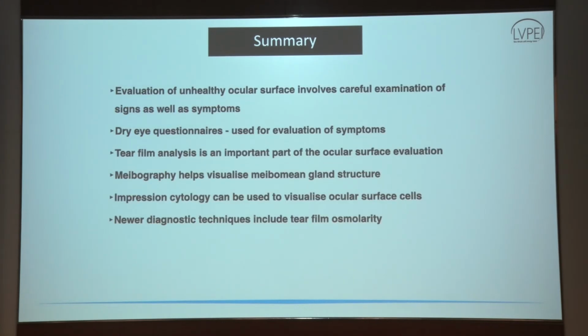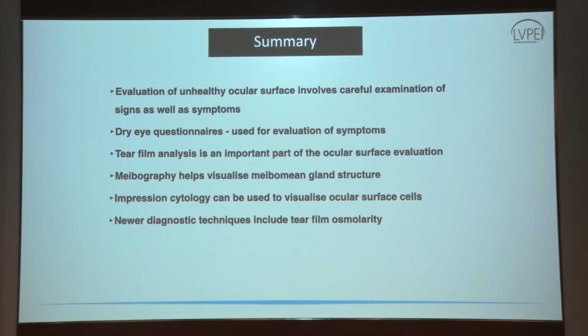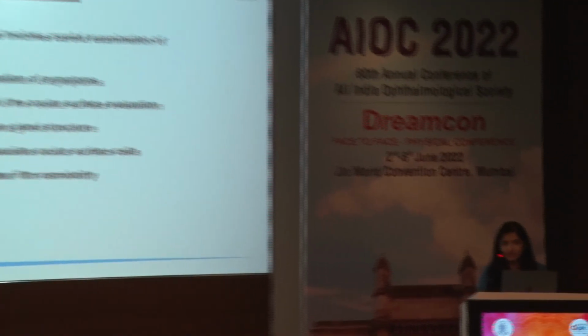So just to summarize, evaluation of an unhealthy ocular surface would involve a careful examination of symptoms as well as signs. You can use dry eye questionnaires to objectively quantify the symptoms. Tear film analysis would obviously be important using vital dye staining and fluorescein staining. Meibography to look at the meibomian glands. Impression cytology would give a picture about the goblet cells and the conjunctival health and whether there is any metaplasia and dysplasia. And newer diagnostic techniques include tear film osmolarity and myometry.